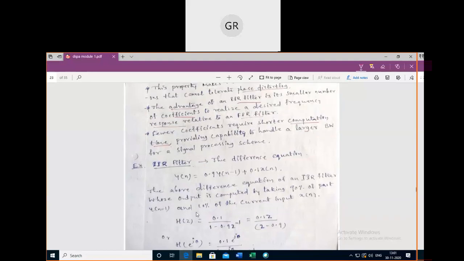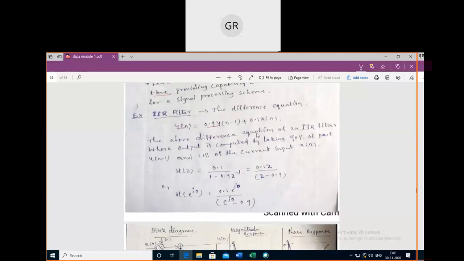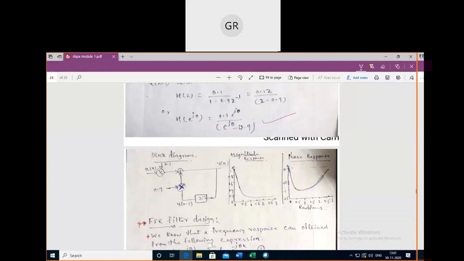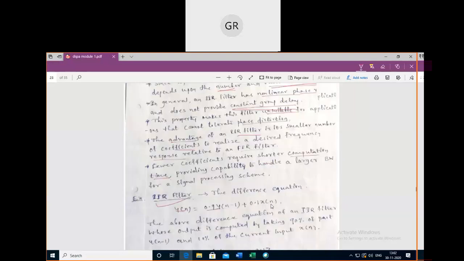Please go through this problem here. y of n is equal to 0.9 y of n minus 1 plus 0.1 x of n. Find the frequency response. Do the z transform of this, then convert it to H of z equal to Y of z divided by X of z and simplify. Then we will get the frequency response of the IIR filter for this difference equation. This is the block diagram of this one, and the magnitude response and phase response of this IIR filter. Let's go through this.